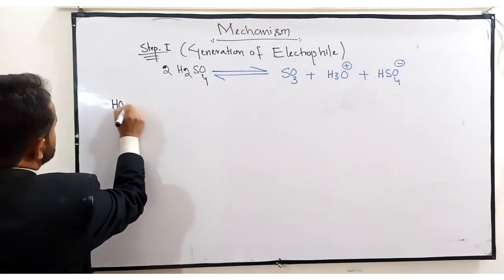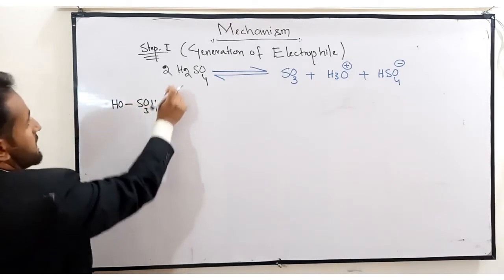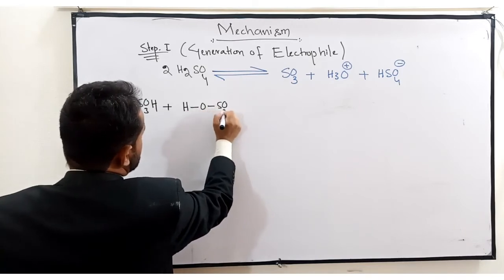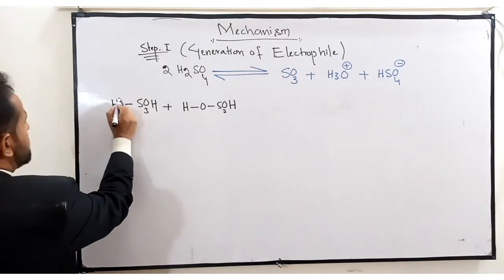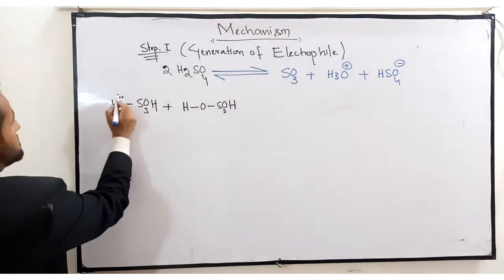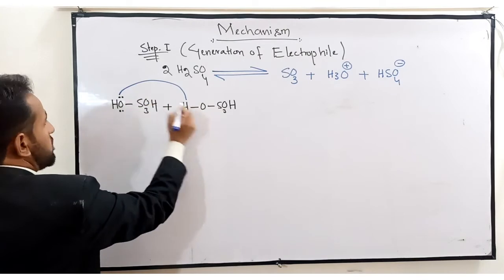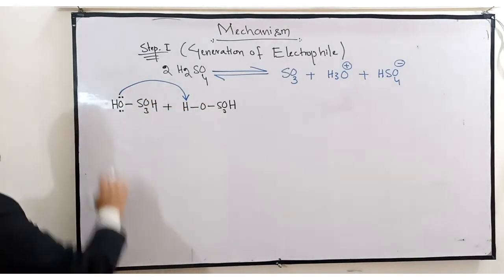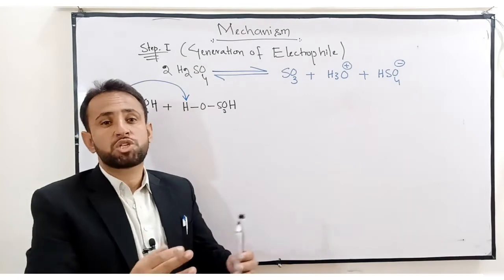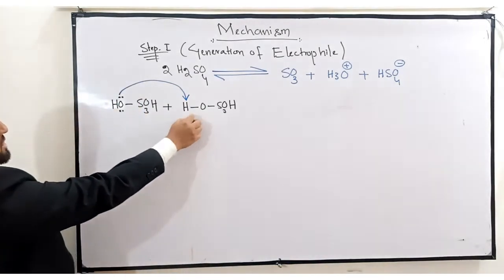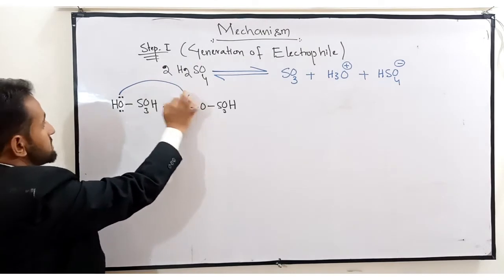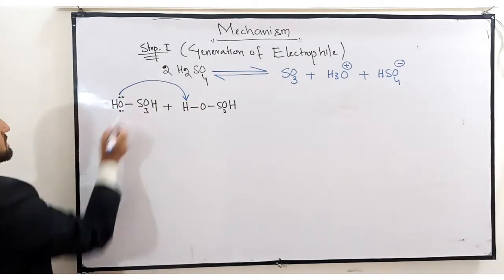Suppose this is one molecule of sulfuric acid, as I am taking two molecules. This is one molecule, understand? And this is another molecule of sulfuric acid. Now what happens? We know that each oxygen atom has two lone pairs of electrons. Now this oxygen will give its lone pair of electrons to this hydrogen atom. It means it will be protonated. Since this is sulfuric acid, the job of sulfuric acid is to give a proton. So the same is the case. This sulfuric acid provides a proton, due to which the lone pair present on the oxygen atom donates its lone pair to this proton.